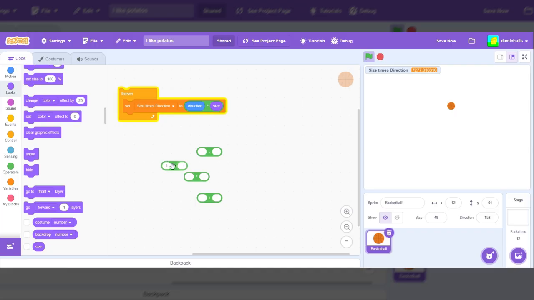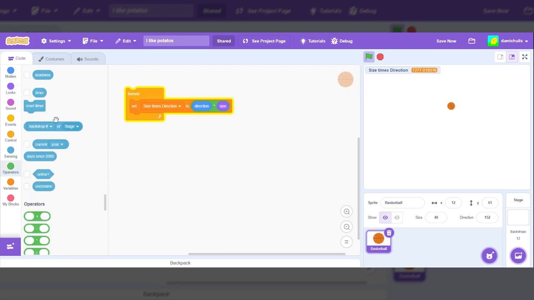1 plus 2 equals 3. 1 minus 2 equals negative 1. 1 times 2 equals 2. And 1 divided by 2 equals 0.5. Ta-da! There's nothing special about these, but they are very useful.